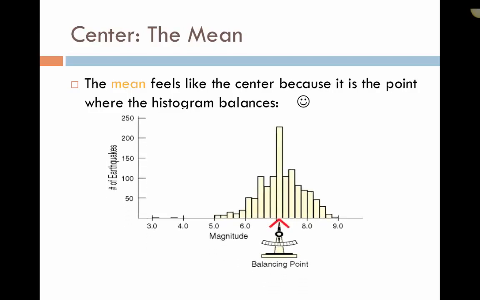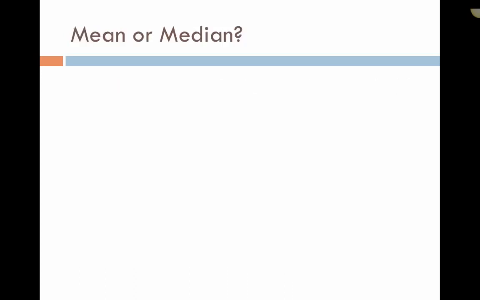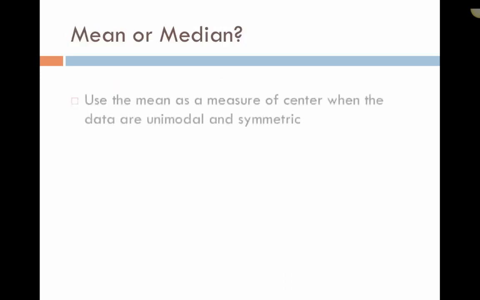So here we have the histogram of the earthquakes on a different scale. That's why it looks slightly different. But you can kind of see the little balance down here, where at 7, it seems to be where the histogram is actually balancing. So should we use the mean or the median?